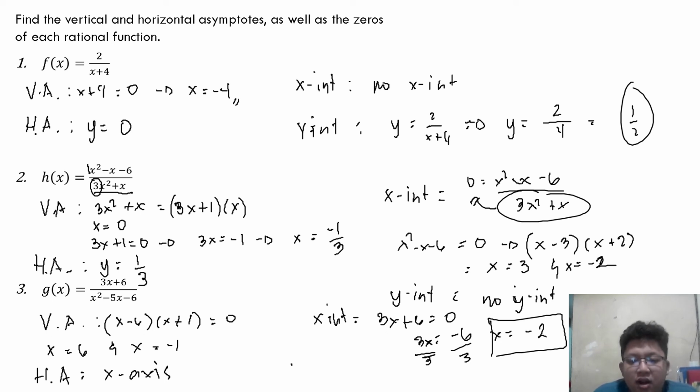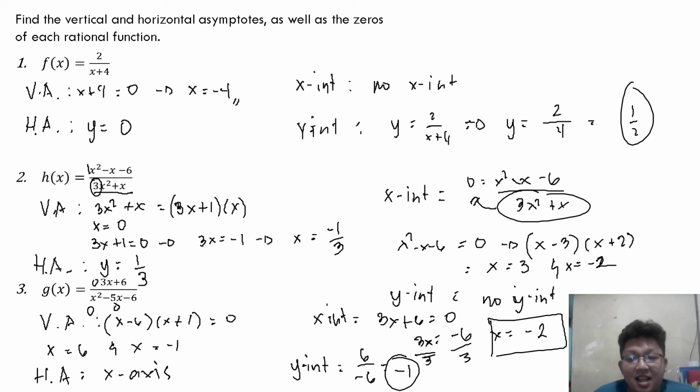Okay? Next one. Last one, we have the y-intercept. So, for our y-intercept, paano gagawin natin ulit? We just need to make everything equal to 0, lahat po ng x. So, we have 6 over negative 6. So, therefore, our y-intercept here is negative 1. So, tatama po siya sa negative 1.